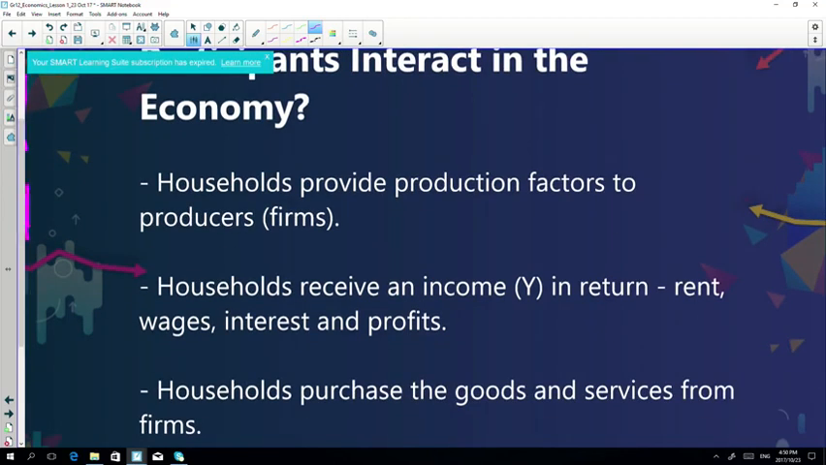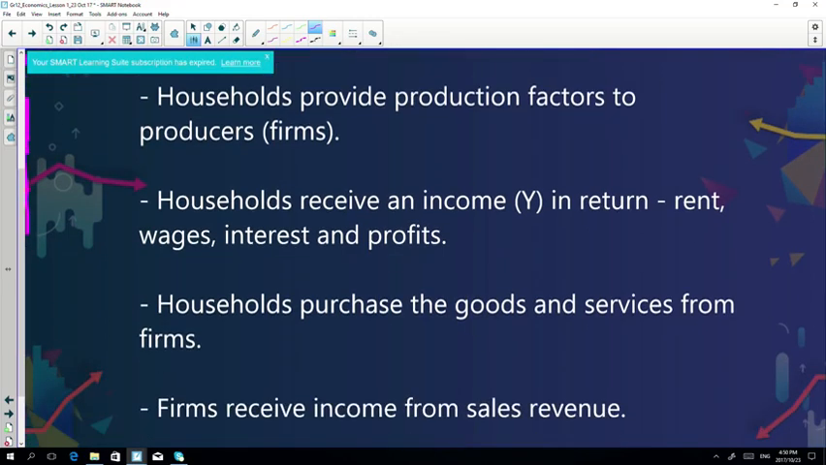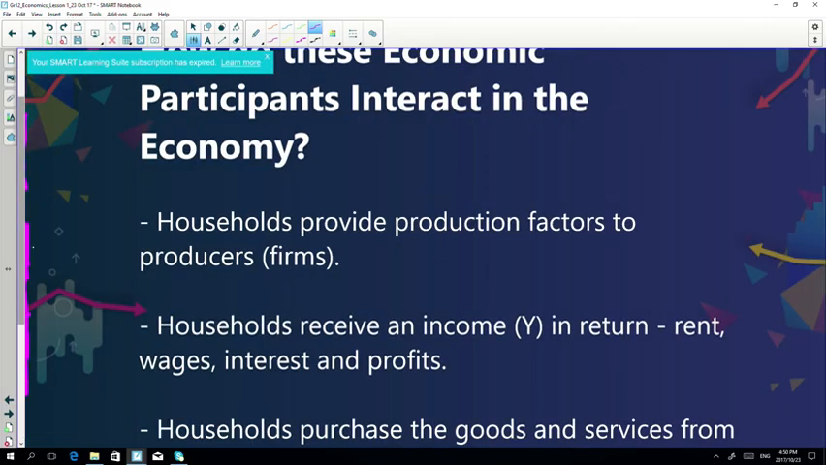Okay, so let's go up again. So we're looking at the interaction between the different participants. Okay, so I'm going to start with the households, because it's important that we put ourselves first as consumers, because without us, the households, there wouldn't be any business activity taking place.